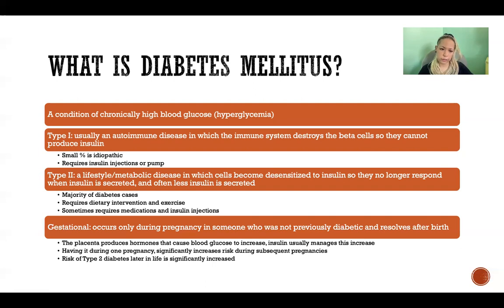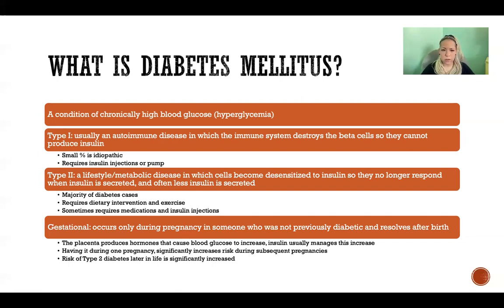And then gestational diabetes would occur during pregnancy in somebody who has never had diabetes mellitus before. So somebody who already had type 2 diabetes, they would still be somebody who has type 2 diabetes. But if somebody has no history of diabetes and then has diabetes during pregnancy, then that's gestational diabetes.